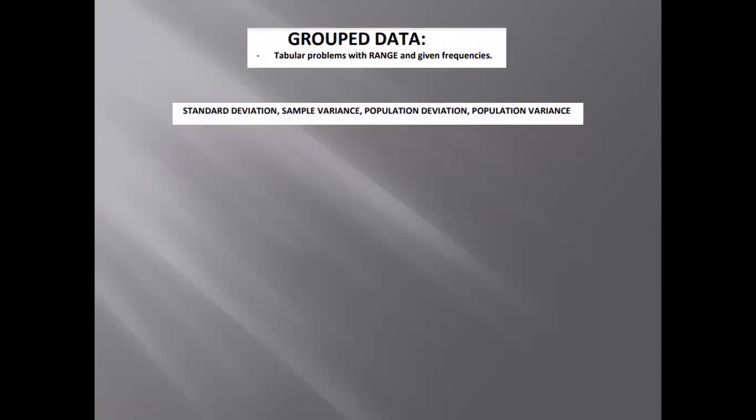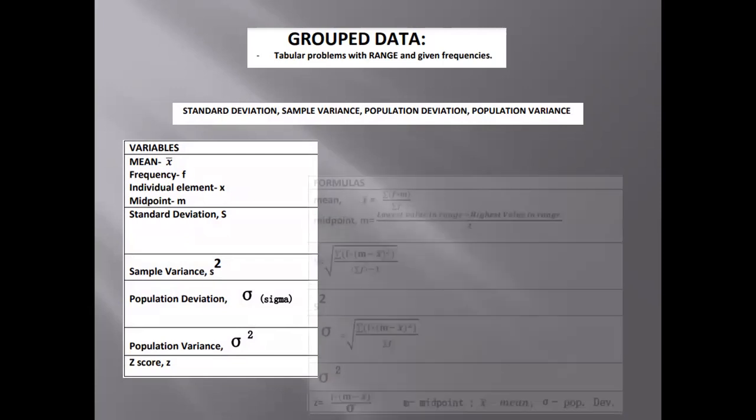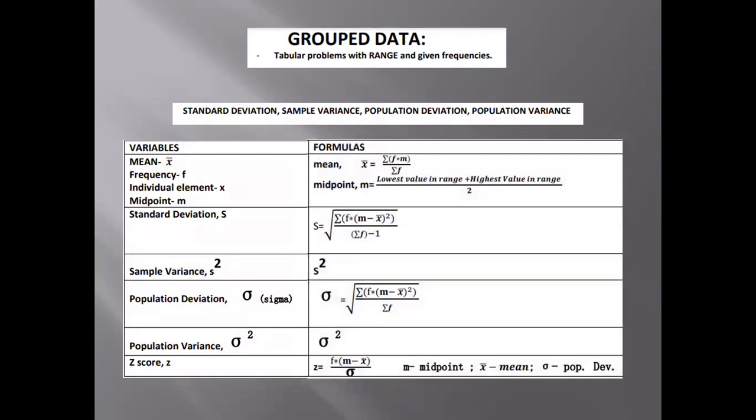For standard deviation, sample variance, population deviation, and population variance, we have the following variables. Your mean is represented as x bar, your frequency as f, your individual element as x, and your midpoint as m. For the formulas, the mean, x bar, is equal to the summation of frequency multiplied with the midpoint, all over the summation of the frequency.